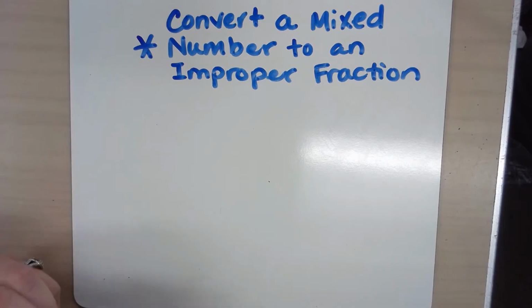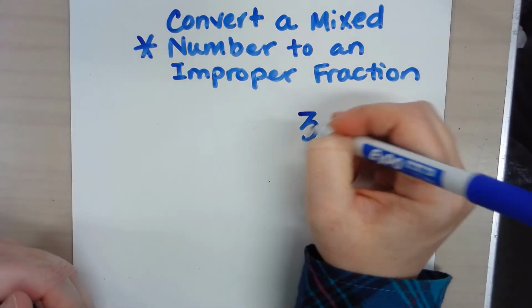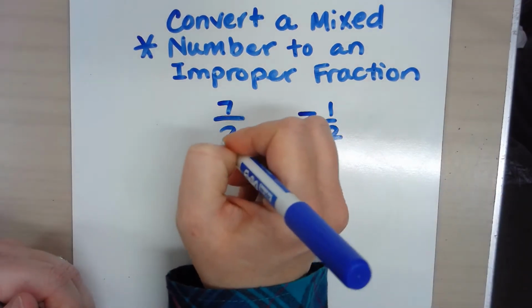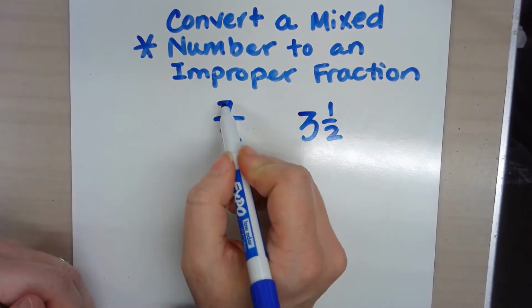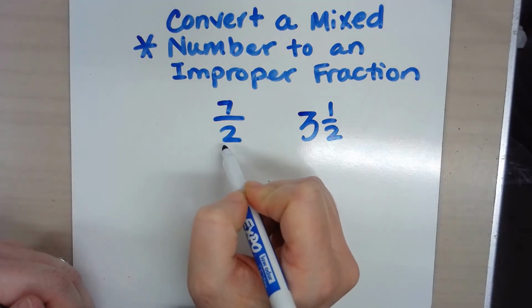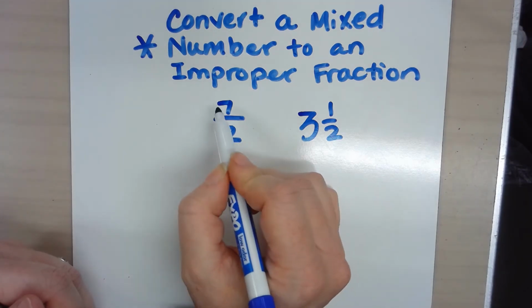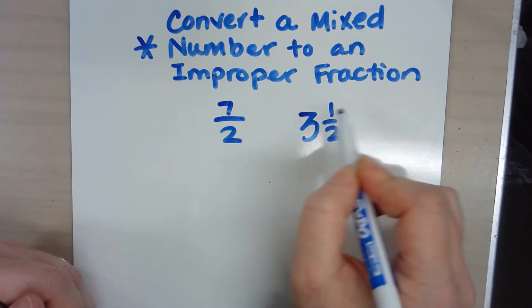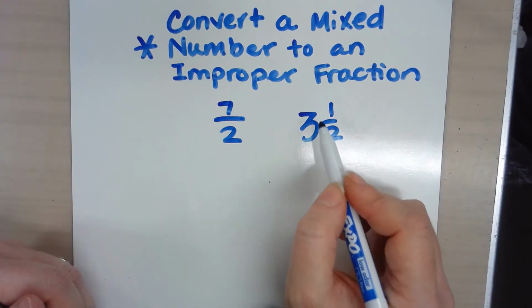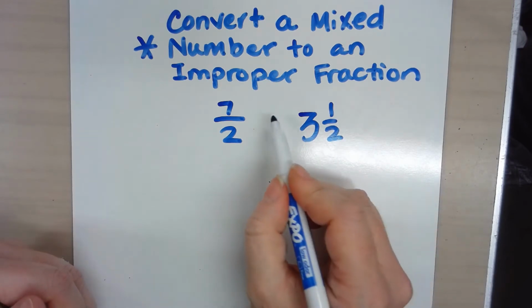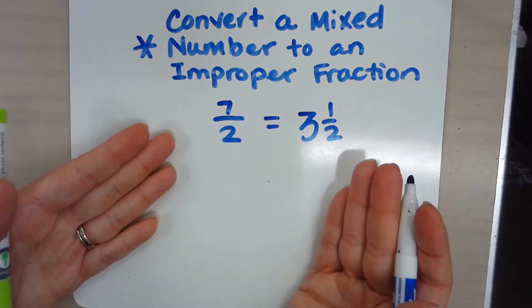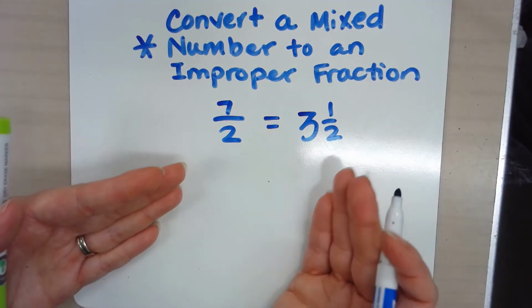So mixed numbers, of course, are numbers like 3 and 1/2. Improper fractions are numbers like this. If I have 7/2, this is an improper fraction because the top is equal to or larger than the denominator. This is a mixed number because it has a whole number part and a proper fraction. These are actually equal to each other, so of course they express the same value. Both of these I could place on a number line. There's nothing wrong with either one of these.